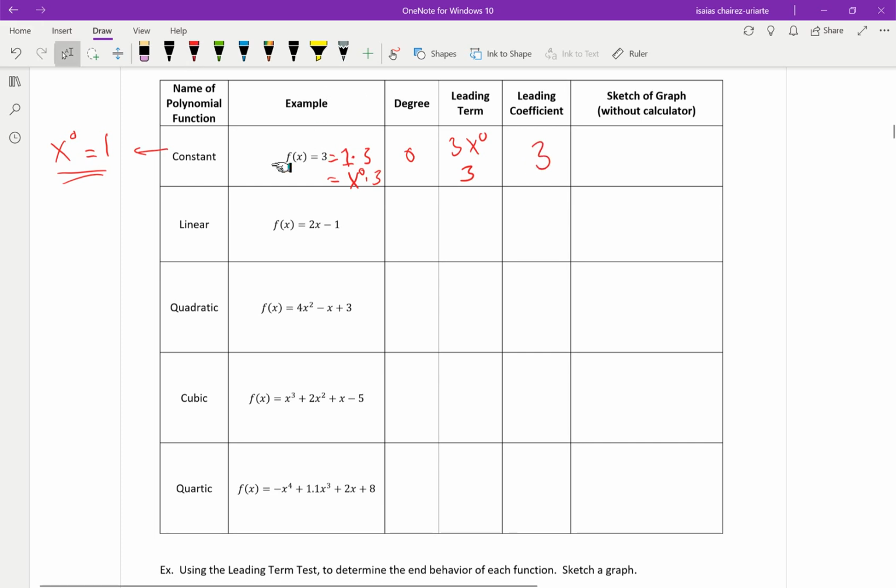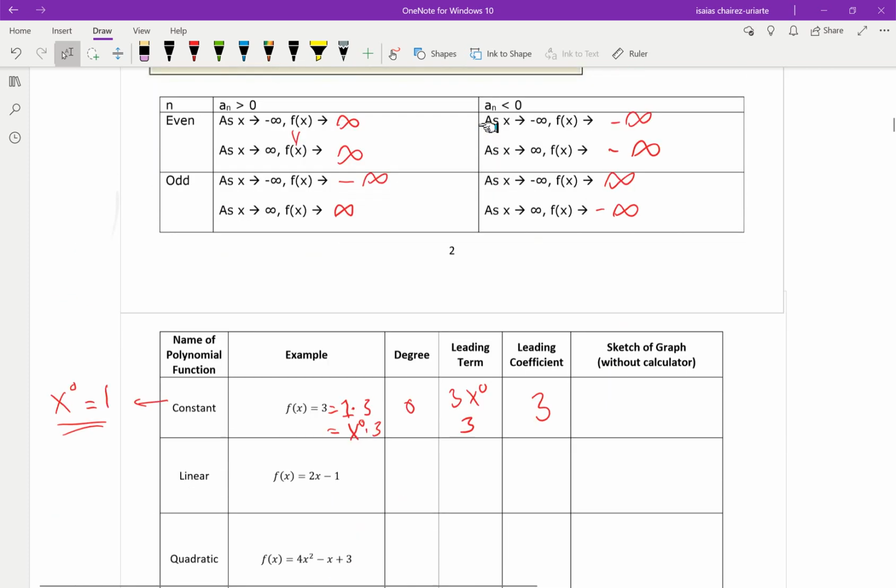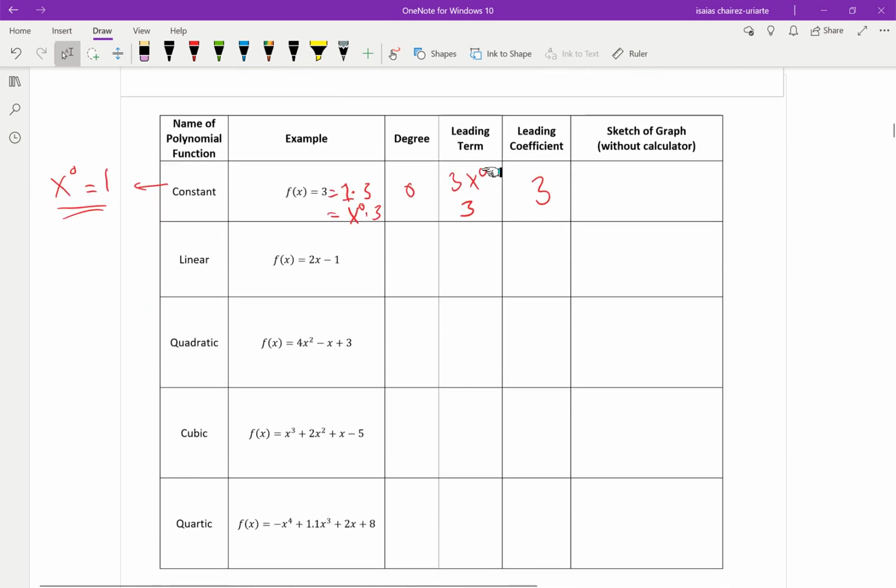Okay, and what does the graph of this polynomial look like? So is 0 even? Is 0 odd? I mean, this is a weird polynomial. Our whole talk about even and odd degree polynomials that we just had a second ago kind of fails for this one, because 0 is neither even nor is it odd.